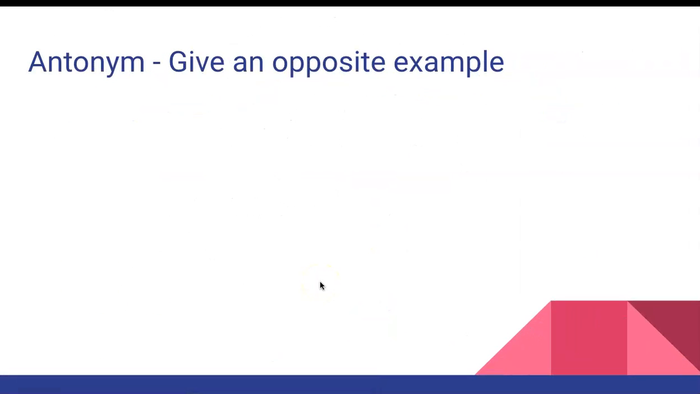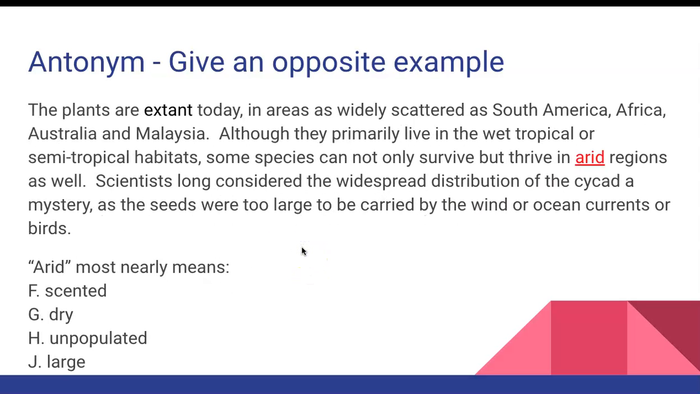Now the next one is antonym. Antonym is we give an opposite of the word that we're trying to figure out. So here's our passage, and we have to figure out arid. So in this case, the first notice we have is wet tropical or semi-tropical habitats. Now we can't get there just by simply looking at this opposite. There are other context clues that we have to use in order to figure that out. And the next context clue is this.